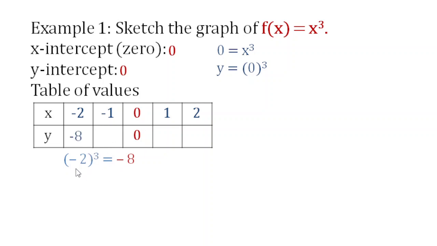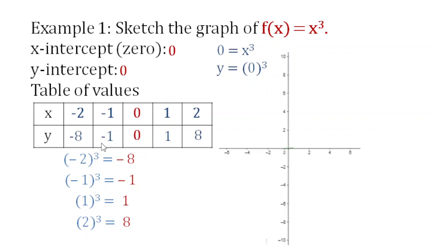Then if we plug in negative 1 on x, that's negative 1 cubed equals negative 1. And then if x is 1, 1 cubed is 1. And then if x is 2, 2 cubed is 8. So we can now plot these points on our coordinate plane.